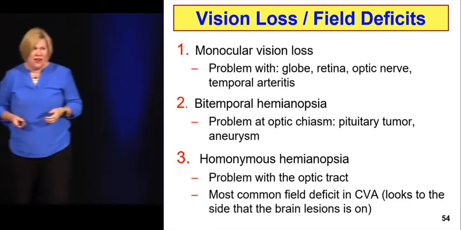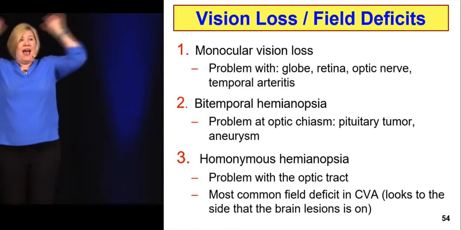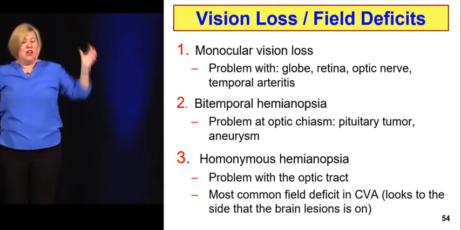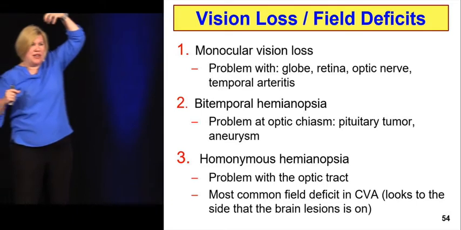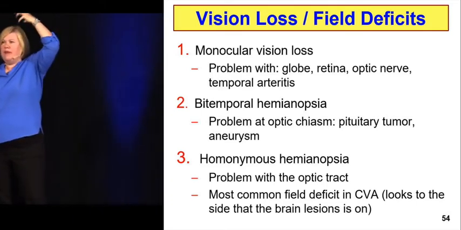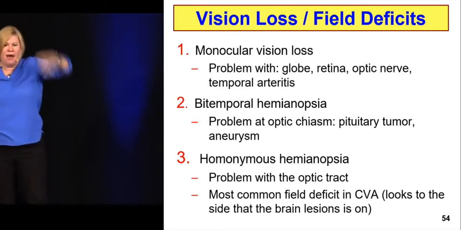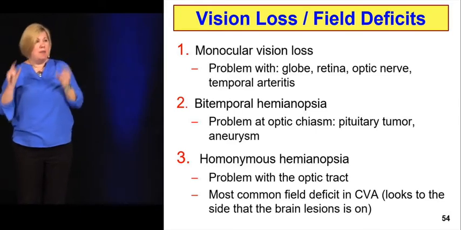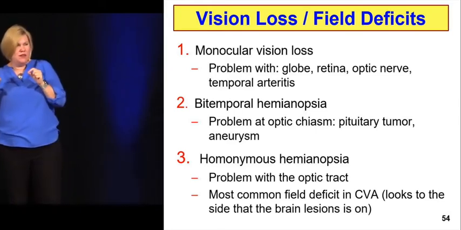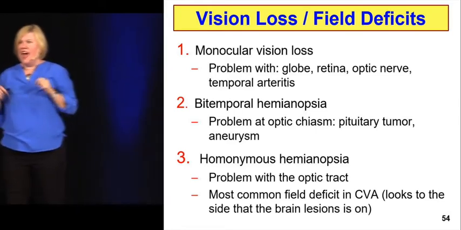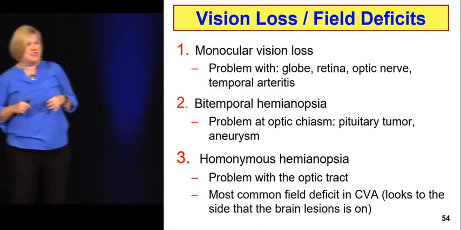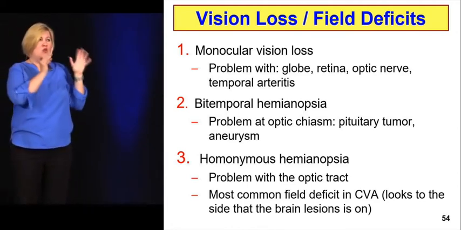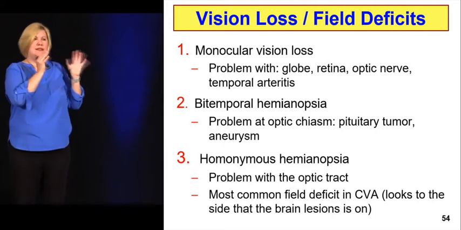It could be temporal arteritis, for example. When you've got bitemporal hemianopsia, you've got something sitting right there at the optic chiasm, a pituitary tumor, maybe an aneurysm, something sitting right in that spot. And then when you're talking about homonymous, same side of the visual field, homonymous hemianopsia, that is an optic tract problem, and that's a stroke. And the eyes go to where the visual field's okay, and that's the side where the stroke is.